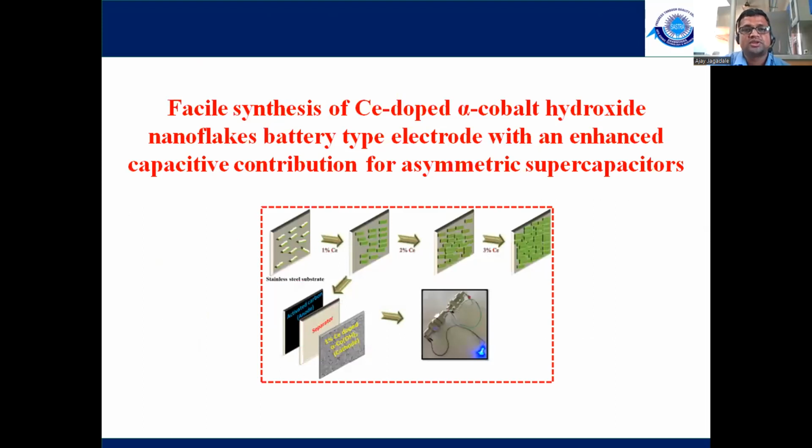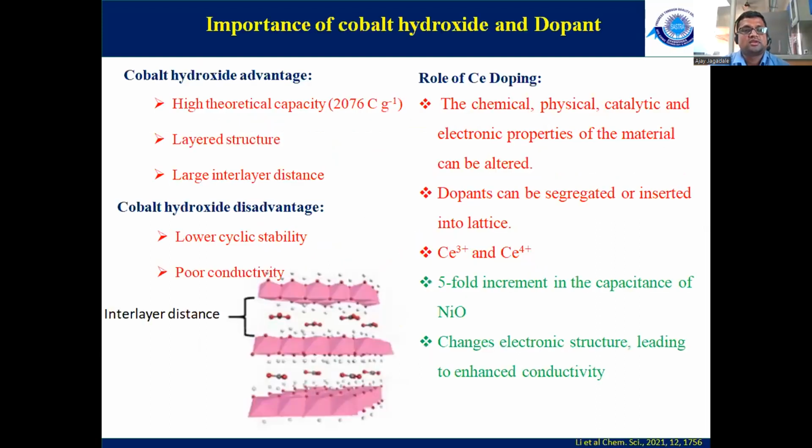So we have fabricated alpha cobalt hydroxide, and we doped cerium into it. We chose to work on cobalt hydroxide because of these advantages. First of all, it has a very high theoretical capacity, up to 2076 coulomb per gram. It has a layered structure with a large interlayer distance, as shown in this schematic. Cobalt hydroxide has only the disadvantages of lower cyclic stability and poor conductivity.